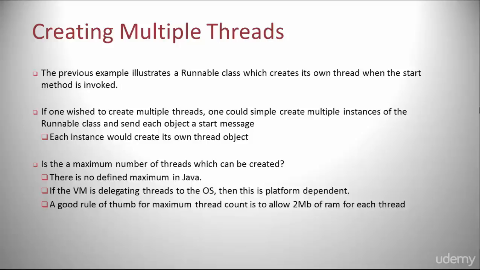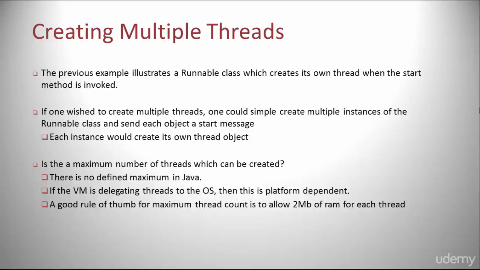Let's take a look at creating multiple threads. The previous example illustrates a Runnable class which creates its own thread when the start method is invoked. If one wished to create multiple threads, one could simply create multiple instances of the Runnable class and send each object a start message. Each instance would then create its own Thread object.